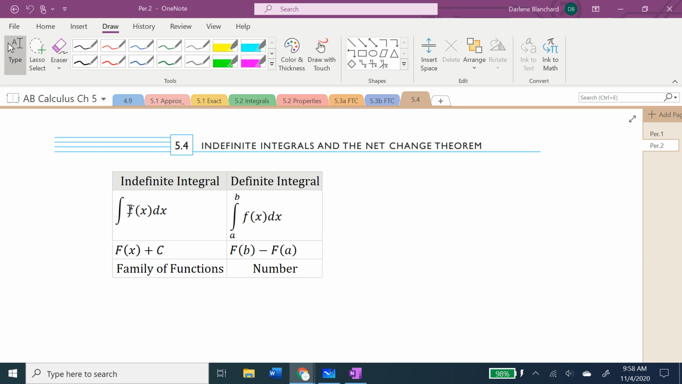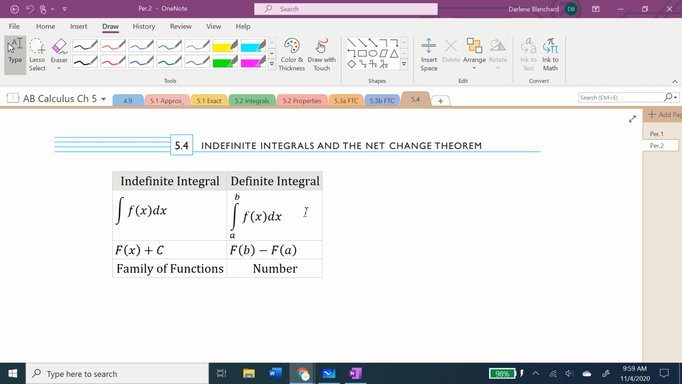When you find the antiderivative, which is what capital F is representing, you have to put a plus c when you have an indefinite integral. So basically what we were doing in section 4.9 with finding antiderivatives and putting a plus c on the end, that is exactly what an indefinite integral is. And we'll do a couple of examples.